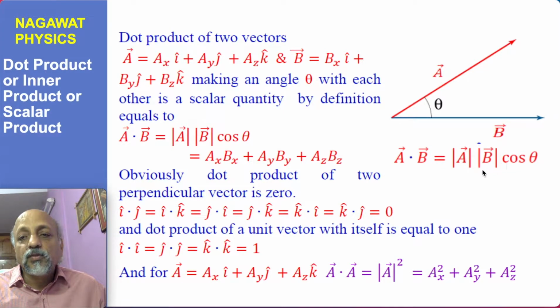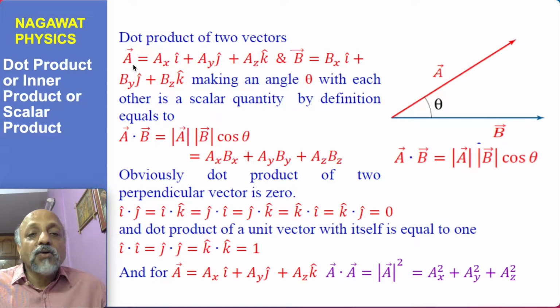And since you can treat the magnitude A cosine theta as the projection of vector A along the direction of the vector B, sometimes it is said that the dot product is by definition equal to the magnitude of the vector B and the magnitude of the projection of vector A in the direction of B. So that is the basic definition: A dot B is equal to magnitude of A, magnitude of B, times cosine theta.